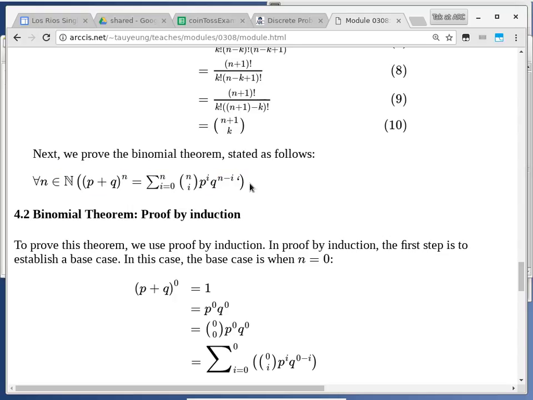This is the binomial theorem. So in other words, what we really want to prove is (p + q)^n is the summation of i equals 0 to n, and each term is n choose i times p to the power of i times q to the power of n minus i. So how do we prove that?